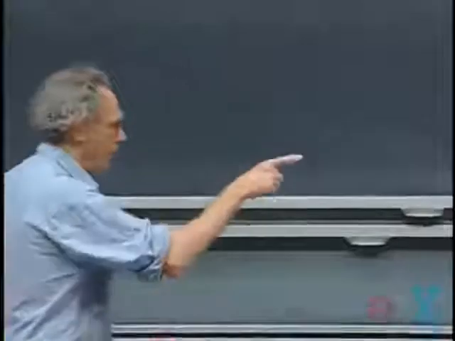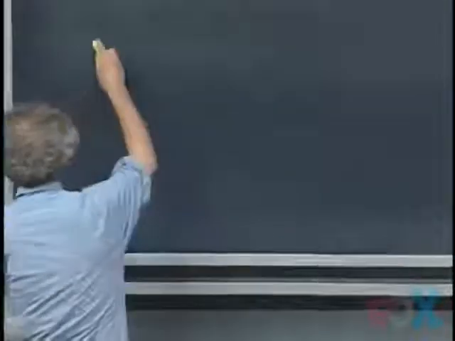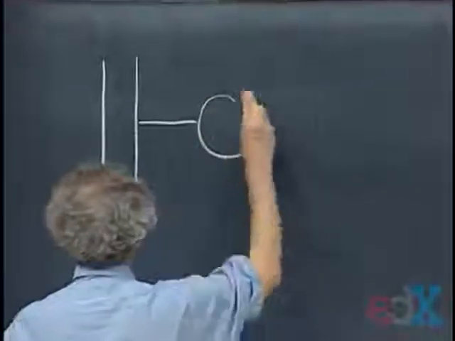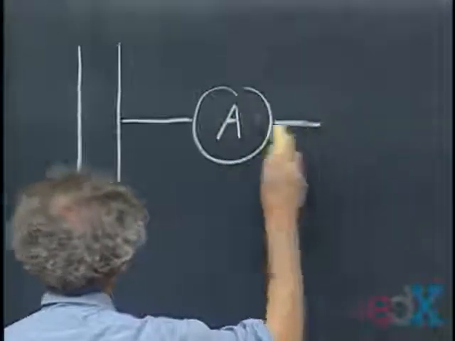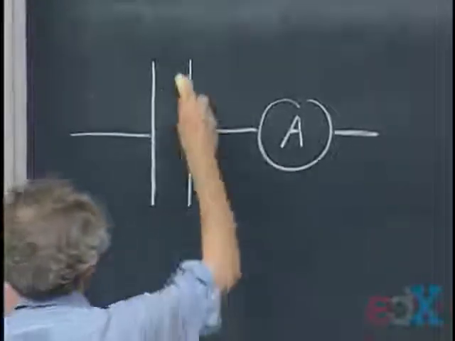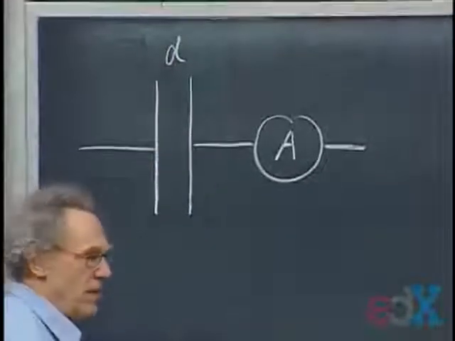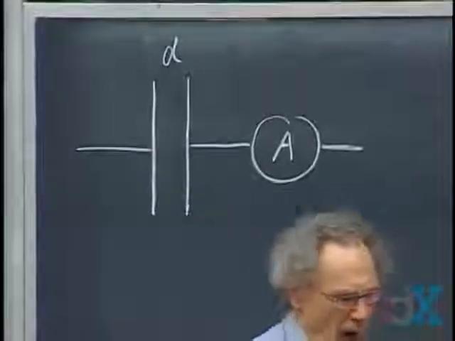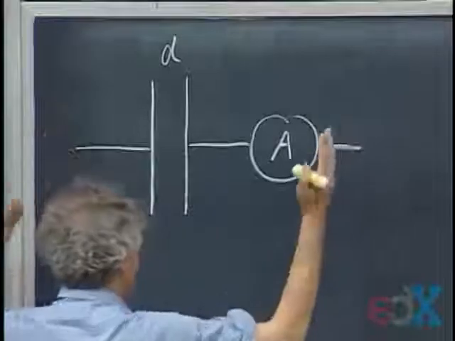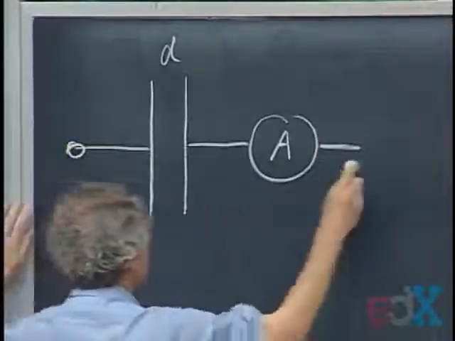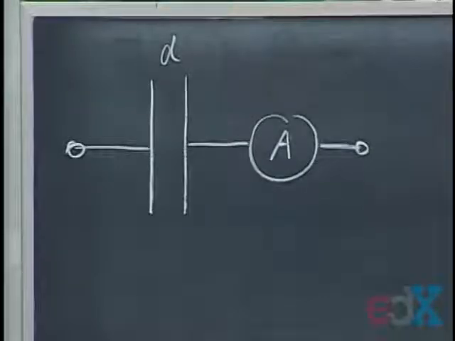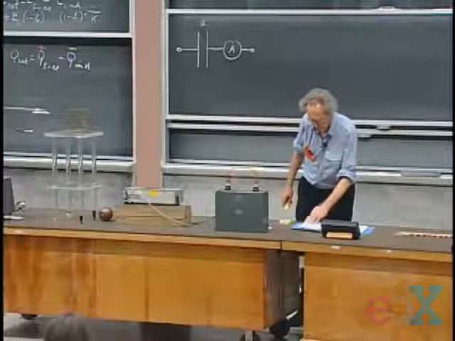I have 2 parallel plates which are on this table, as you have seen last time. And I have here a current meter. I put an A in there, that means amp meter. And the plates have a certain separation D. I'm going to charge this capacitor up by connecting these ends to a power supply. And I'm going to connect them to 1500 volts.